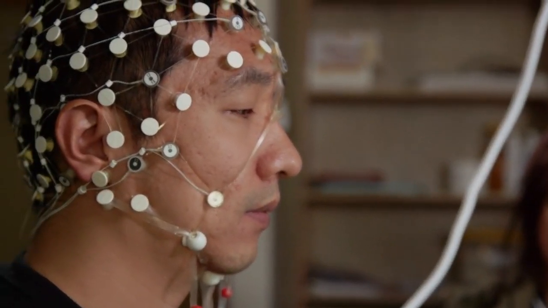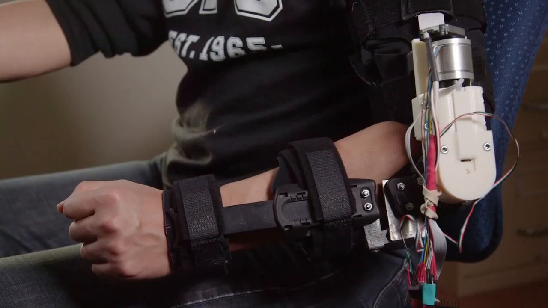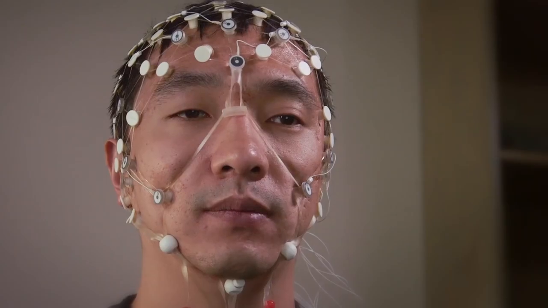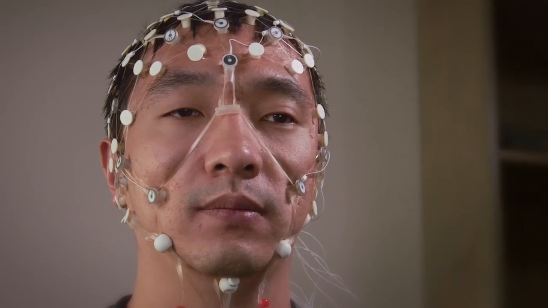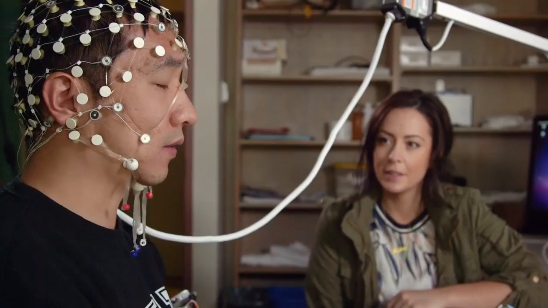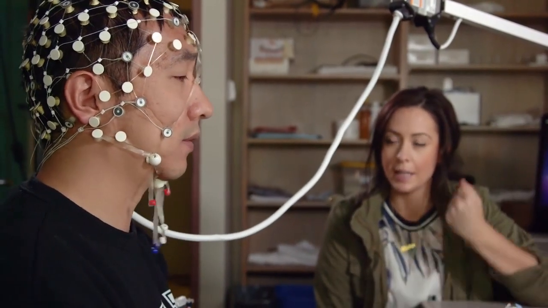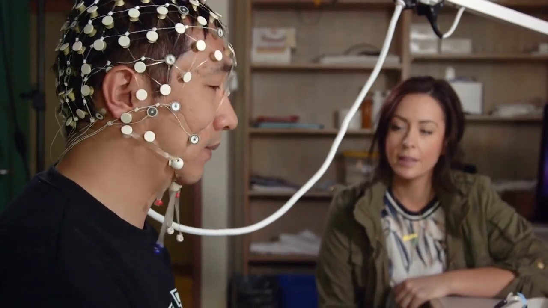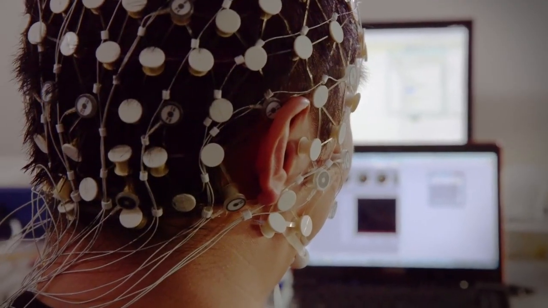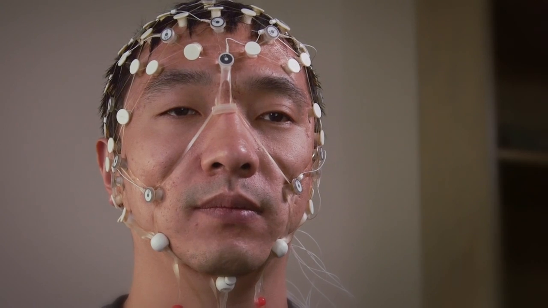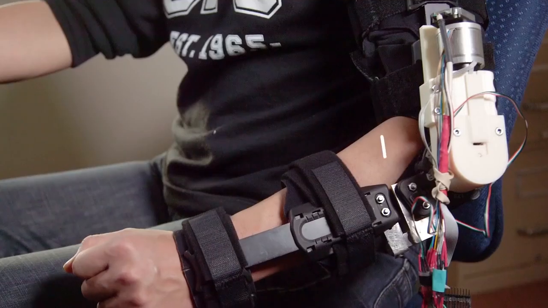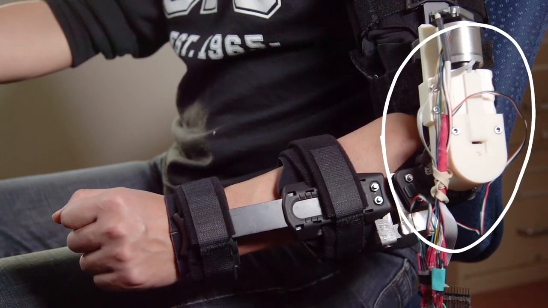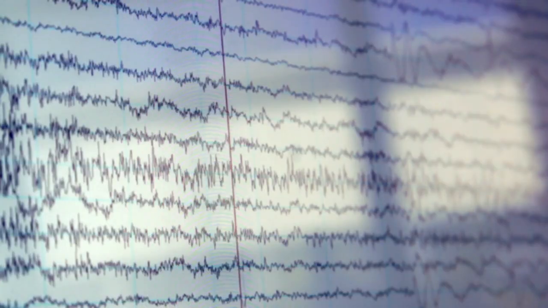Xin Zhang is trying to tell the computer to move this arm brace using his thoughts. What are you thinking about to make the arm move? Just grasping my hand. Grasping your hand, yeah, and that allows it to bend. Yes. He doesn't have to grasp his hand, he just thinks about doing it. There! That's not him moving his arm. That's the arm brace receiving his brain signal from the computer.